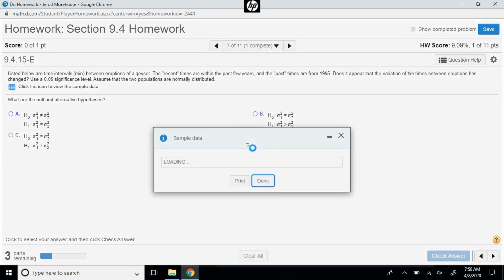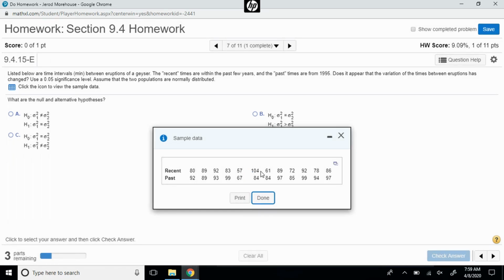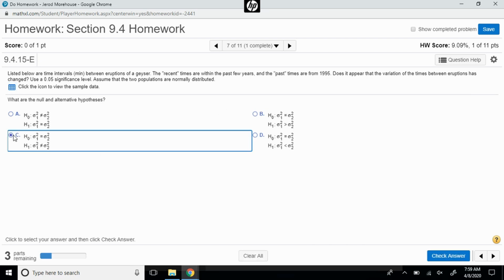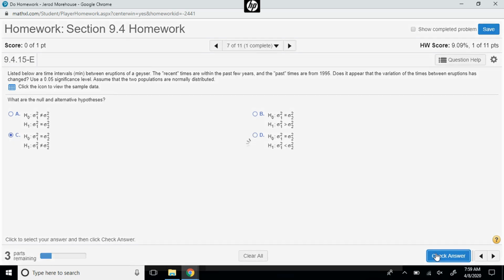So let's look at our table of our data here. Here's the recent eruption times, and here's the past eruption times. I'm going to go ahead and open that up in StatCrunch just to get that ready for us. The first thing we're asked to do is to define the null and alternative hypothesis. Again, the null has to be an equal to, and the alternative has to be a not equal to. So here we're going to select C. Check that answer. That's really good.